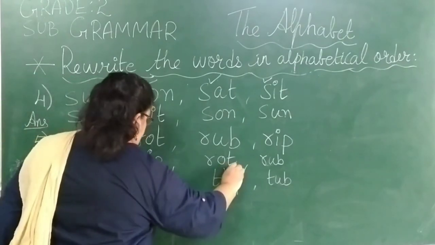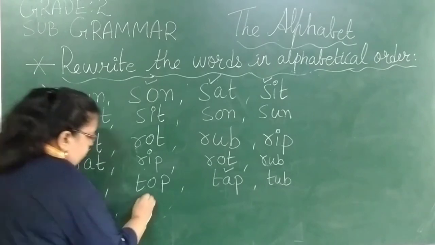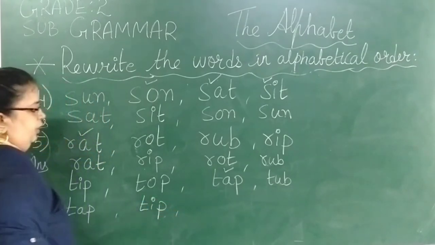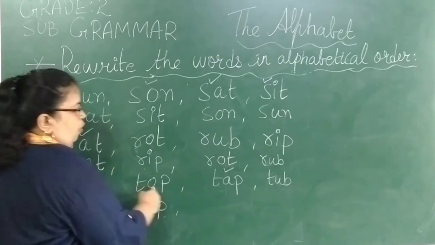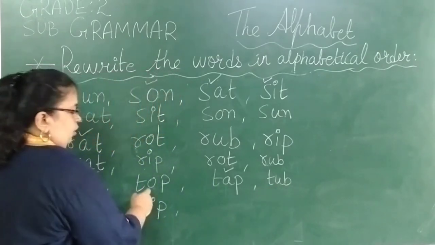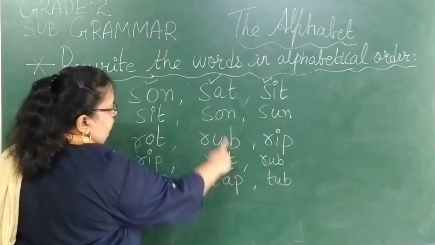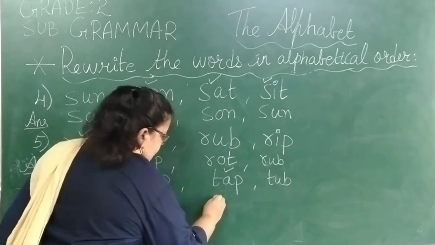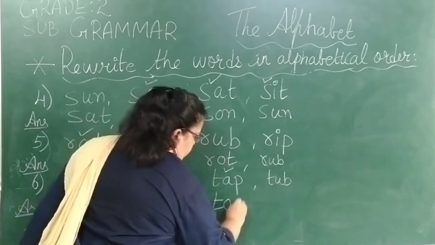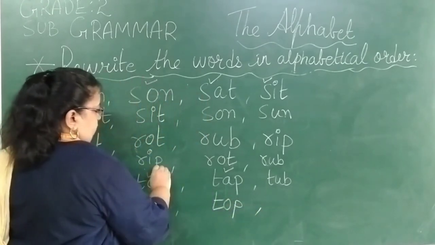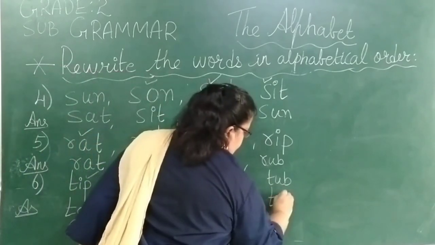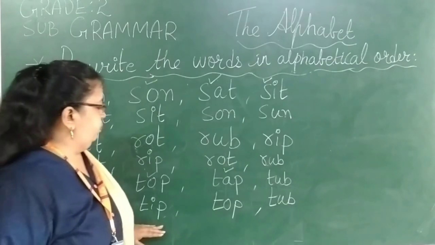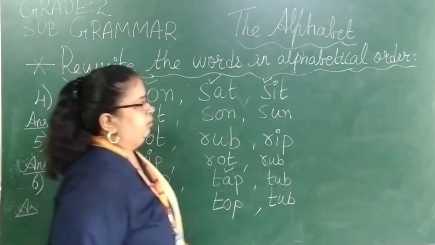This one is done. Then what comes? I word. T, I, P. Then what comes? O and U. First comes the O. So it is top. T, O, P, top. Last one is tub. T, U, B, tub. Answer is tap, tip, top and tub.